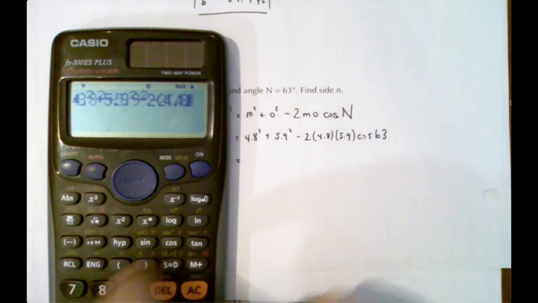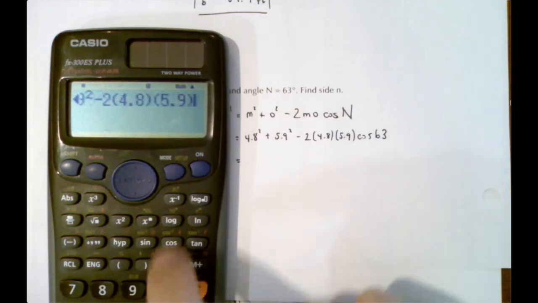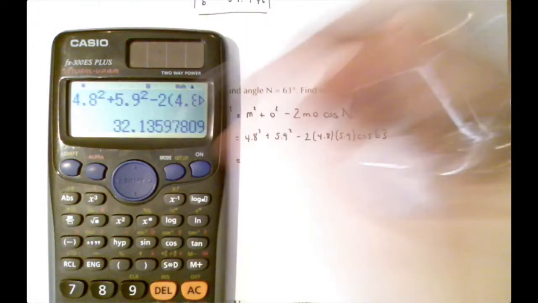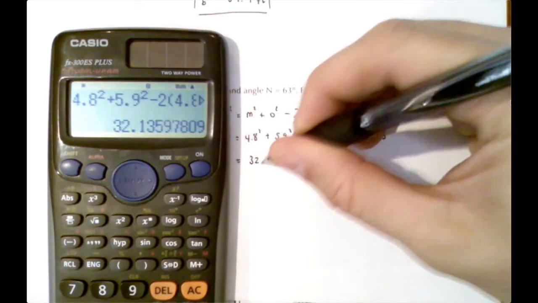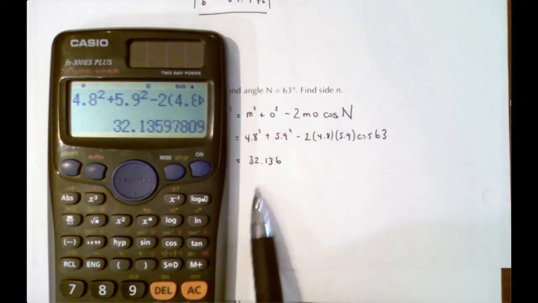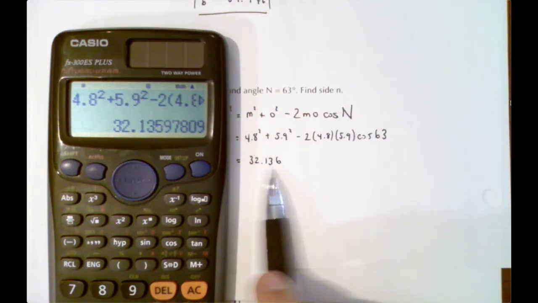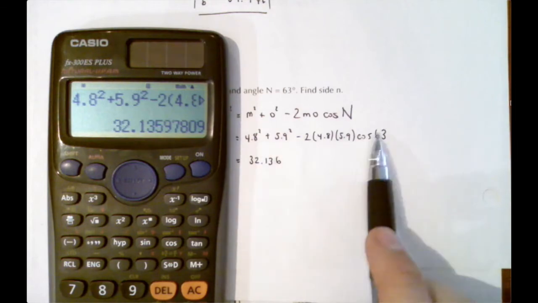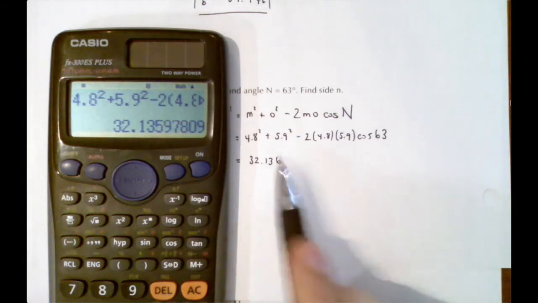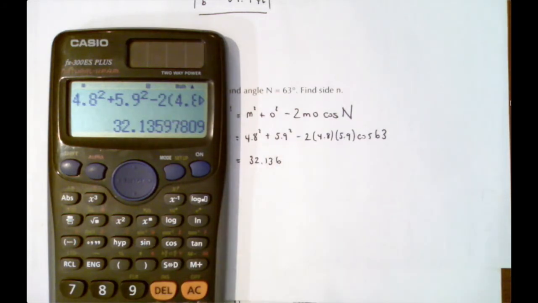4.8 squared plus 5.9 squared minus 2, 4.8, 5.9, cos 63. And we've got 32.136, we'll call it, so 32.136. Now we can break this up if you want to show more work in between, but we need to be able to get this number. So try breaking it up if you'd like. I prefer just typing it in. Whatever gets you this number most consistently. And what I found is just typing the whole thing in gets me this number most consistently correct.